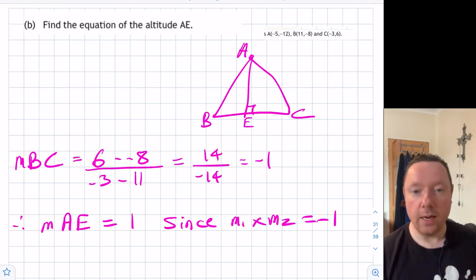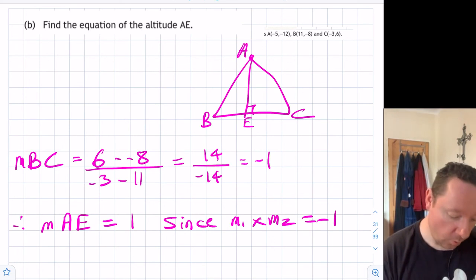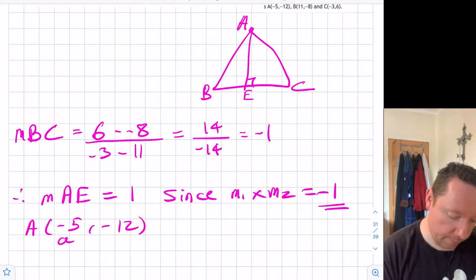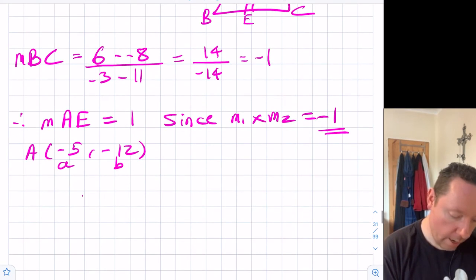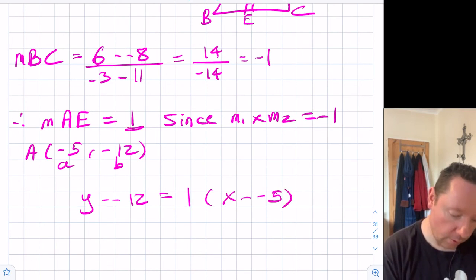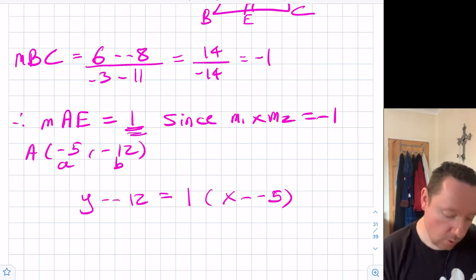We can now use y minus b equals m(x minus a) with the point A. So we've got our gradient. Our point A is (-5, -12), just take a note of that for us. And that's going to be our a and b. So y minus -12 equals 1(x minus -5). I should have underlined the 1, bit silly there. So y plus 12 is equal to x plus 5.